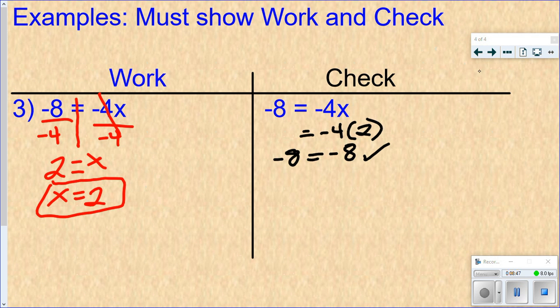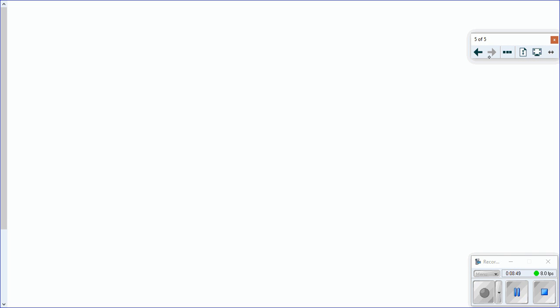All right, I didn't have one on here, but let's do one more of the division ones. So let's say I have x over, so let's do this. I'll put this -x over 2 equals -8. Okay, so I see division, so I want to do multiplication.